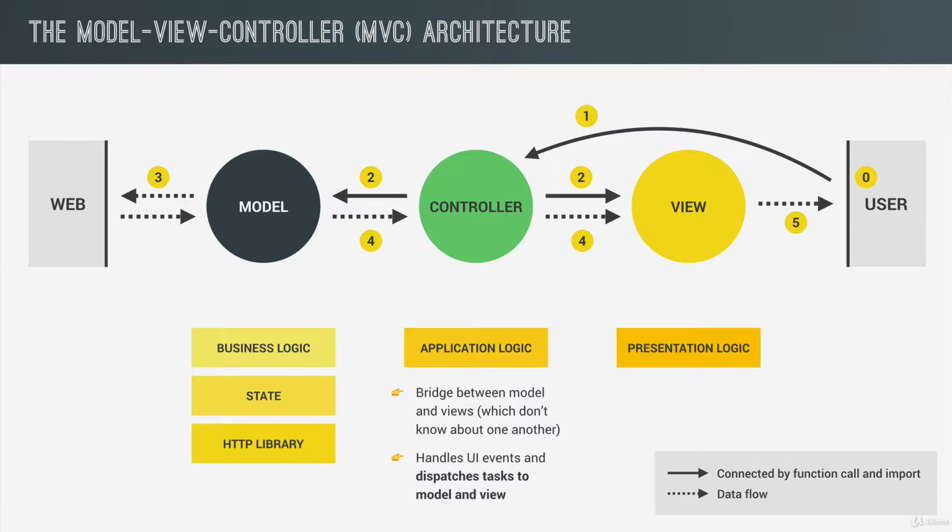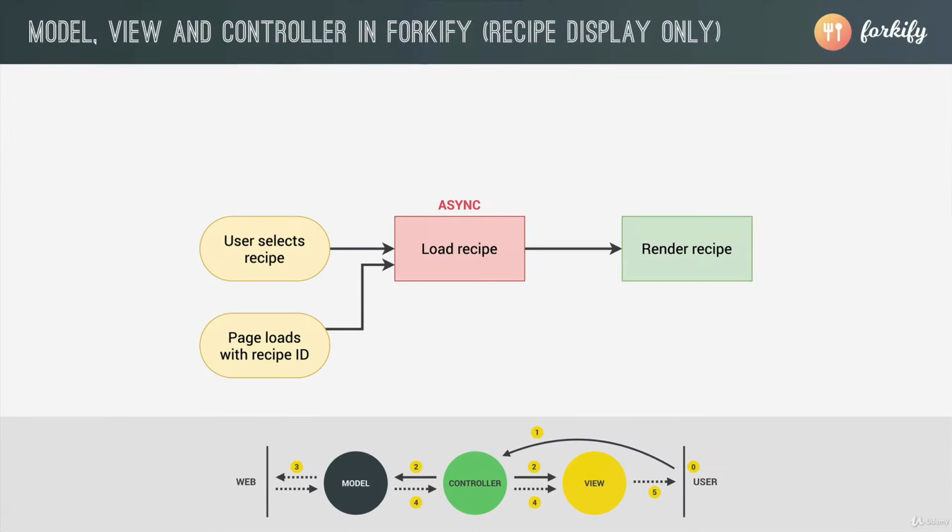But anyway, let's now see this MVC architecture applied to the part of the Forkify application that we already implemented. And so this is a flowchart of loading and rendering a recipe that we already implemented. And then down there, there's also a reminder of the MVC diagram that we just analyzed. So in this flowchart, handling these events is associated to the controller, right? Then loading the recipe happens in the model.